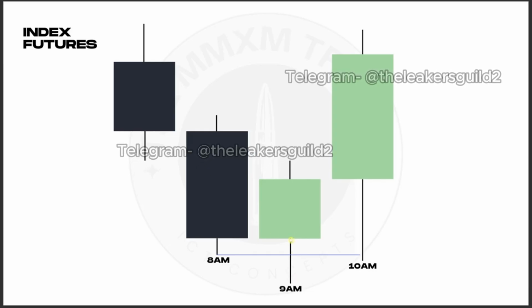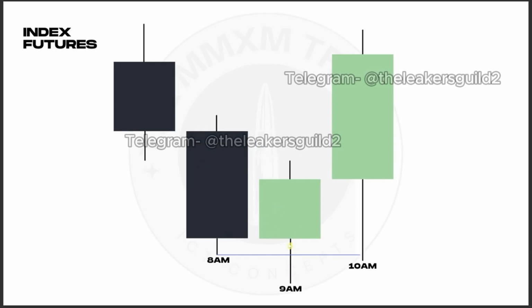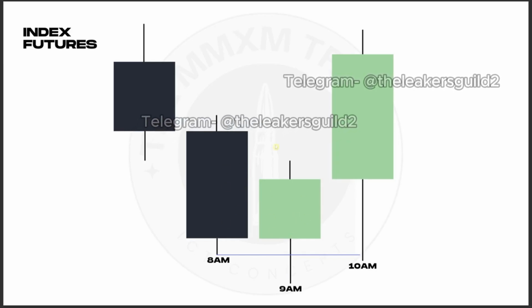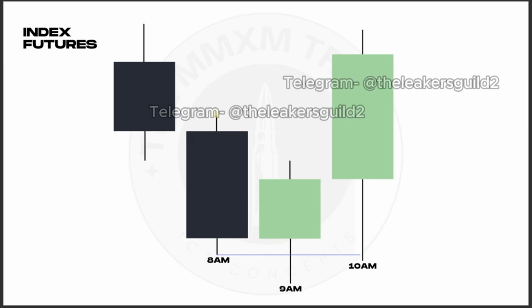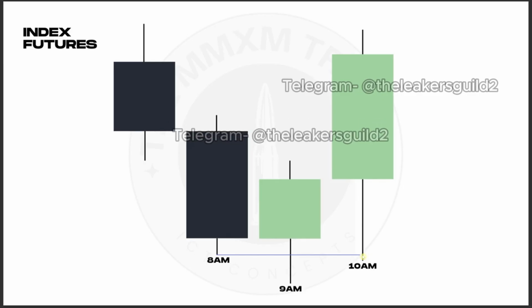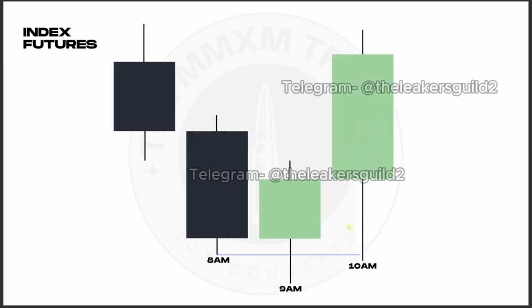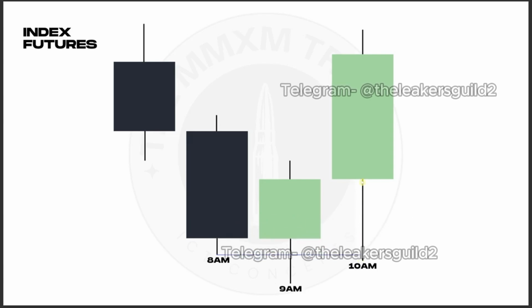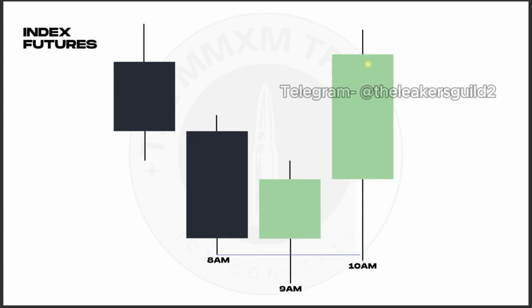And what is also key, we want to see that 9 a.m. candle close inside the range of the 8 a.m. candle, so we can target that 8 a.m. candle's high by trading and finding an entry on the 10 a.m. candle, which is over here. We want to see that power of 3, making a lower wick, manipulating, and then distributing up higher.